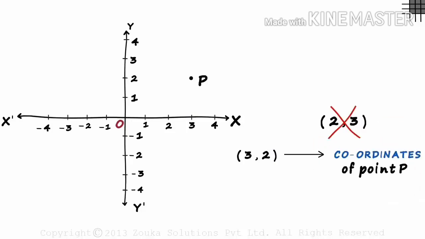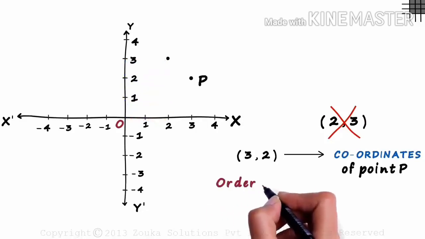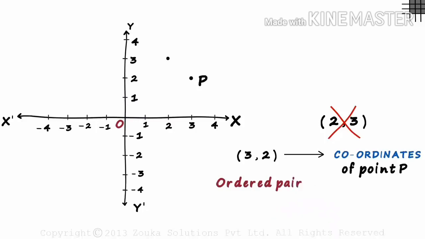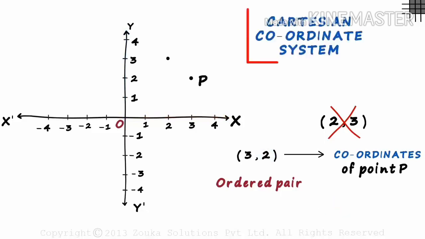(2, 3) will be this point here. 2 units away on the x-axis and 3 units away on the y-axis. The order matters. Hence they are called an ordered pair. The value on the x-axis is always written first and then we write the corresponding value on the y-axis. This entire system is called the Cartesian coordinate system. We will soon learn more about it.